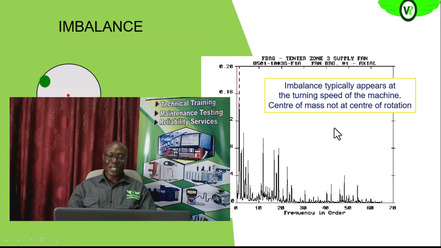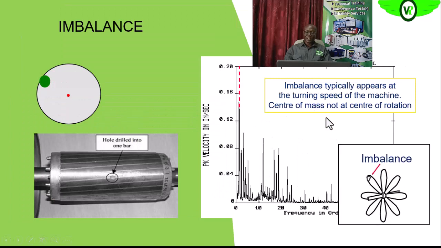So as we see here, imbalance will typically appear at 1 times RPM. So you see a peak like this. If it is at 1 times RPM, that is as a result of imbalance. So imbalance, as we know, is when the center of mass does not coincide with the center of rotation or the center of gravity of the rotor.